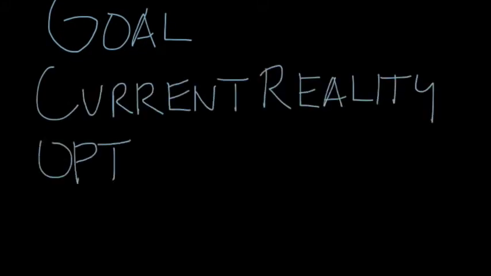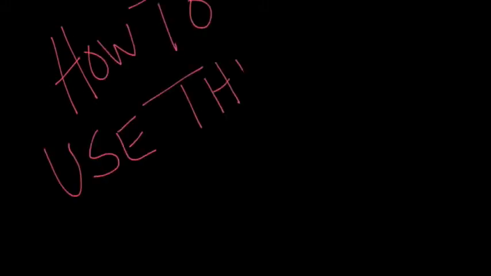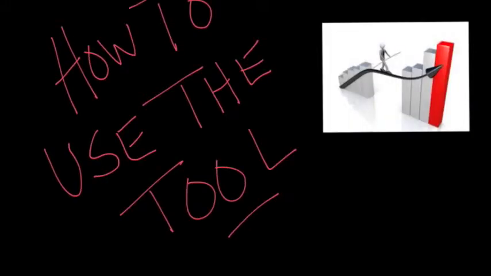GROW is an acronym which stands for Goal, Current Reality, Options, and Will. In its traditional application, the GROW model assumes that the coach is not an expert in the student's situation, and therefore must act as an objective facilitator, helping the client select the best options and not offering advice or direction. Now let's take a look at how to use this tool.